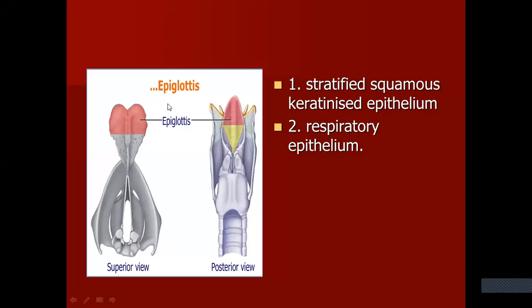So the mucous membrane covering the anterior surface and upper part of the posterior surface of the epiglottis is lined by stratified squamous non-keratinized epithelium. Whereas the lower part is lined by ciliated columnar epithelium, that is respiratory epithelium. So this is actually the stratified squamous non-keratinized epithelium.